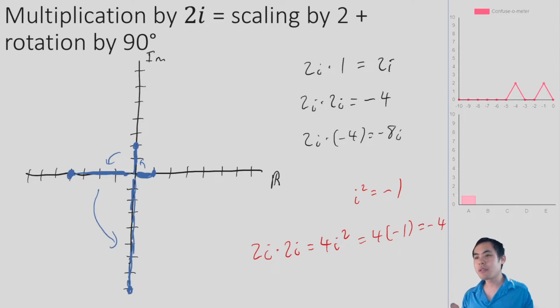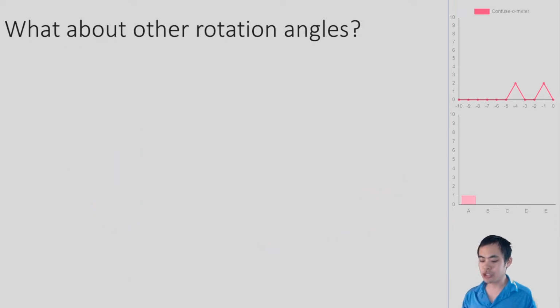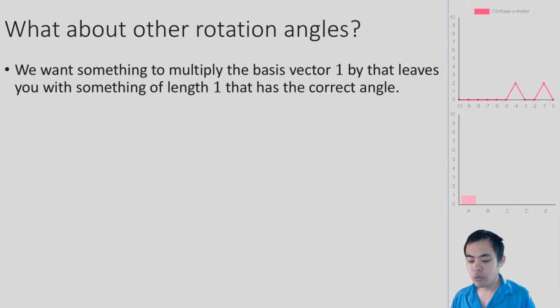Okay, so now multiplying by i gives you a 90-degree rotation. What about other rotation angles? We want to multiply the basis vector 1 by something that leaves you with something of length 1, because we don't want to do a scaling, right? So ideally we want just a pure rotation without any scaling factor.